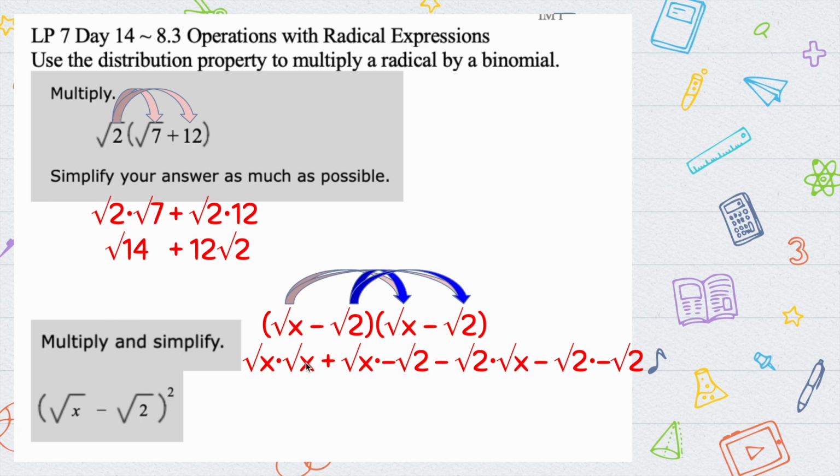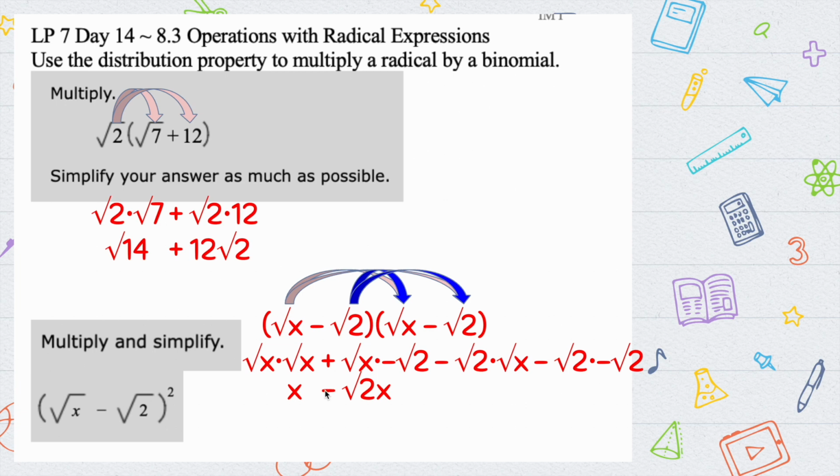Remember, anytime I multiply a square root times itself, then I'm going to end up with a square that I can take the square root of, which is the number I'm multiplying. So square root x times square root x is just x. For this one, I have the square root of x times negative square root 2. So I'm going to put the 2 and the x together. X times 2 is 2x.